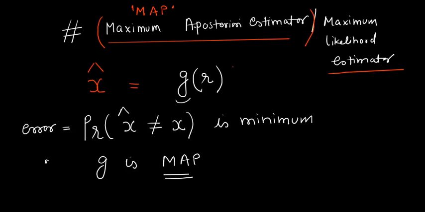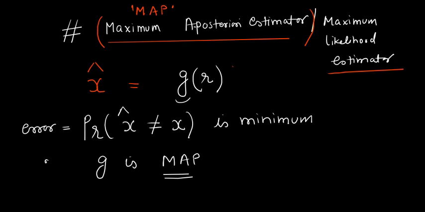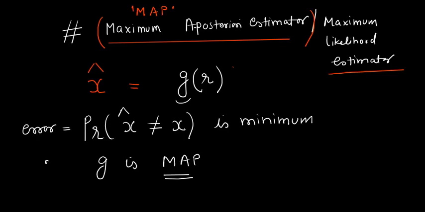So what is MAP? I would just quickly write it. You have to evaluate your probability of all the possible X from R. You have received R. You have to find out what is the probability of X given R. That is why it is called a posteriori. It means after observing the received signal, what is the probability of the transmitted signal X, right?